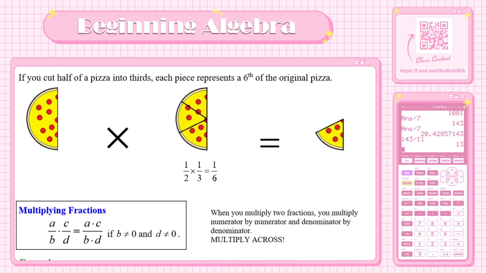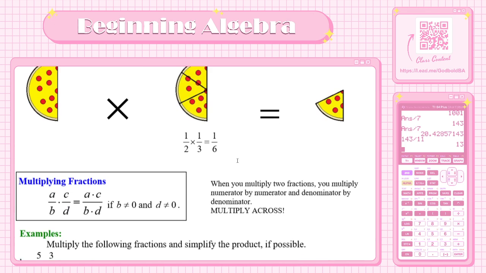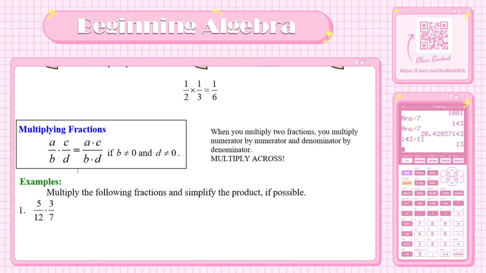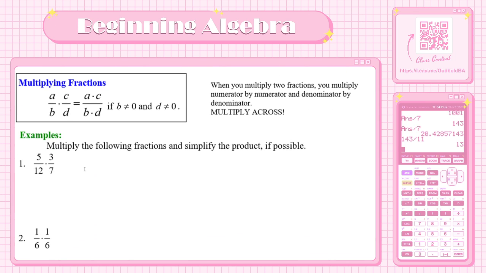So how do you multiply fractions? It seems kind of complicated, but it's really not that bad. When you multiply fractions, you just multiply numerator by numerator, denominator by denominator. That's all you got to do. Okay? So if I want to perform 5/12 times 3/7, all I got to do is 5 times 3 over 12 times 7. That's it. That's all I got to do.